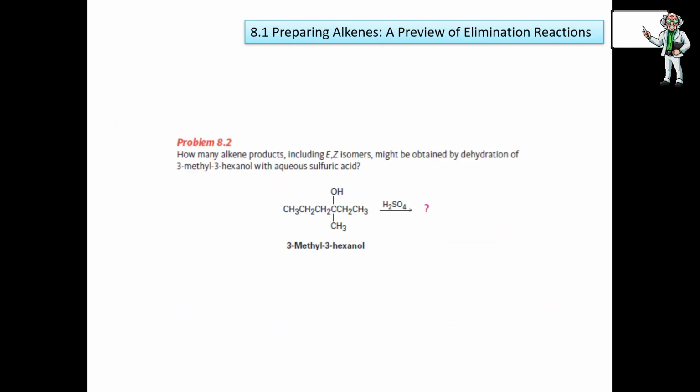Okay, then what happened, for example, in problem 8.2, they said how many alkene products, including E/Z isomers, might be obtained by dehydration of the 3-methyl-3-hexanol. Okay, again, what will happen is that first of all, we protonate the alcohol, forming water, the water is departing, and then what we generate is the carbocation. If I draw it well, what I will get is this carbocation here.